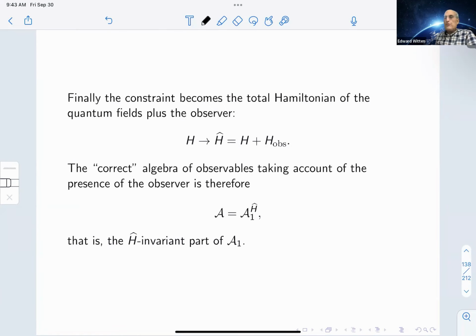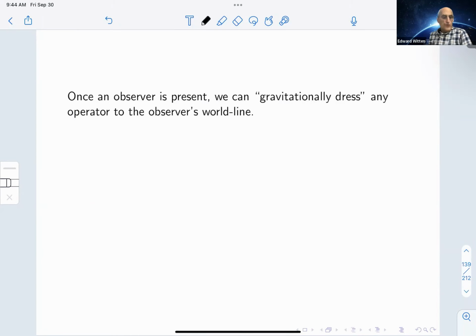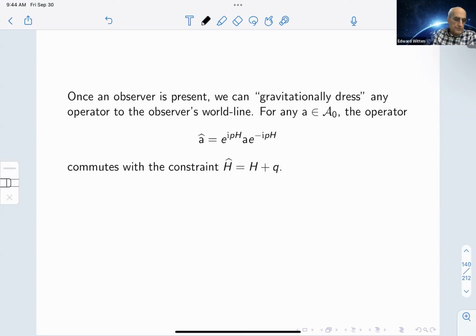Now, it turns out that when we do this, we get a very nice answer. The reason is that once an observer is present, we can gravitationally dress any operator to the observer's world line. We didn't have any operators before because there was no place they could be gravitationally dressed. In de Sitter space, because it's a closed universe, there's no region at infinity to which you can dress an operator, as you would do in asymptotically flat spacetime or asymptotically anti-de Sitter spacetimes. But if an observer is present, you can gravitationally dress any operator to the observer's world line.